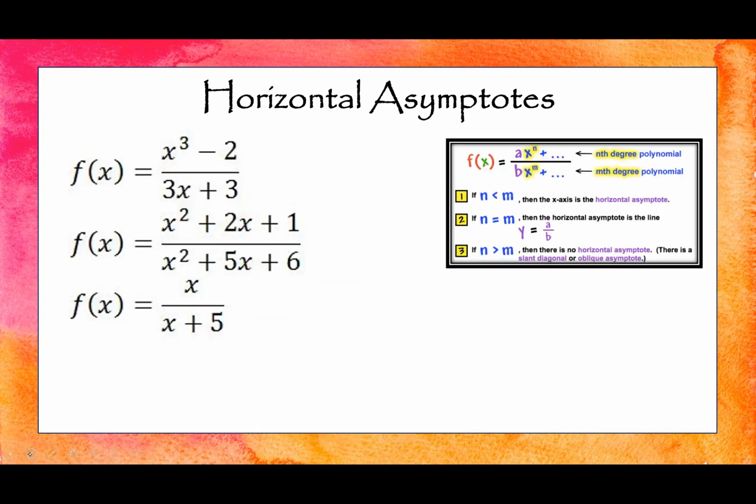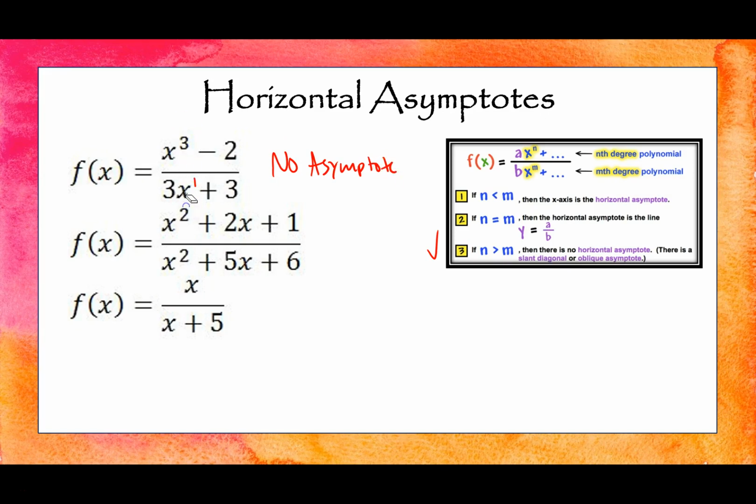So here's some practice. Go ahead and pause this video and see if you can figure out what the horizontal asymptote would be for each of these examples. All right, you're back. So in this case here, we have the numerator exponent bigger than the exponent in the denominator. That would be this case, and so there would be no asymptote.